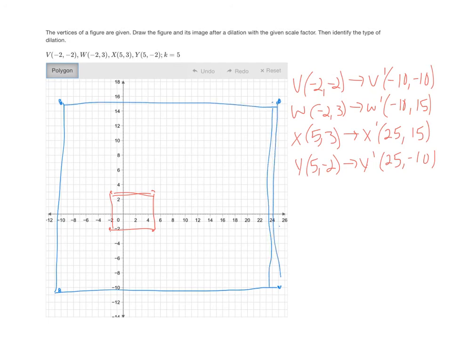Alright, so there's our rectangle, and they want to know what type this is. Well, this is obviously an enlargement.